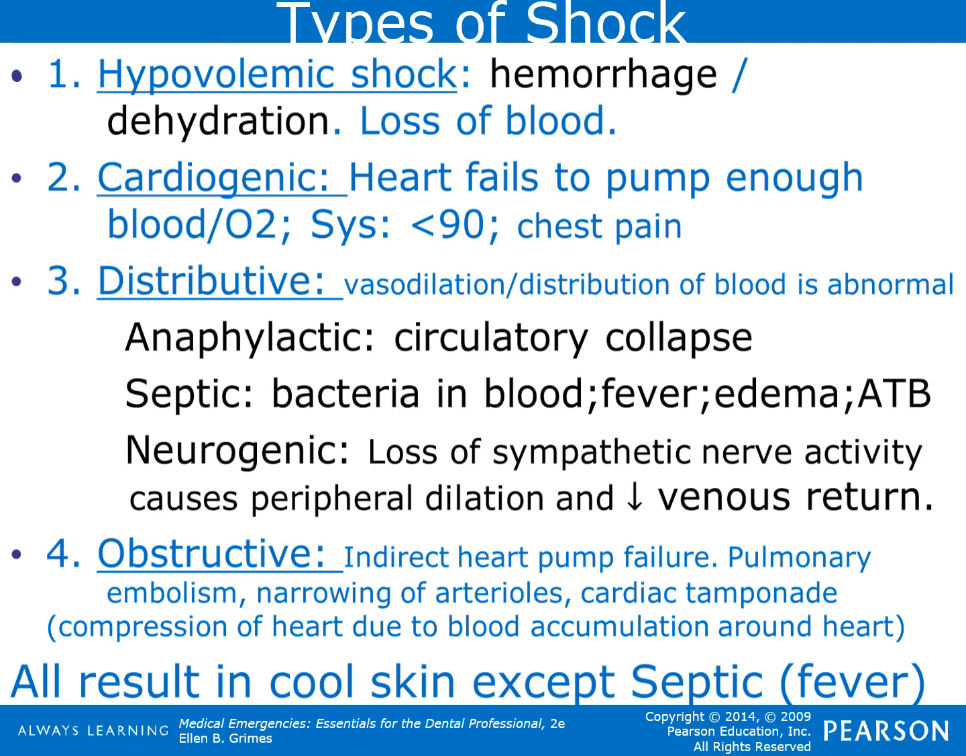Then you have obstructive. Obstructive is indirect heart pump failure, pulmonary embolism. That's when you have a blood clot, an embolism, a piece of a blood clot has landed in the lungs. You have a narrowing of the arteries, cardiac tamponade, and that means you have a compression on the heart, and that's due to the blood accumulation around the heart. All of these result in very cool skin. Your patient will have very cool skin, except for septic shock. And septic shock is always coupled with a very high fever.